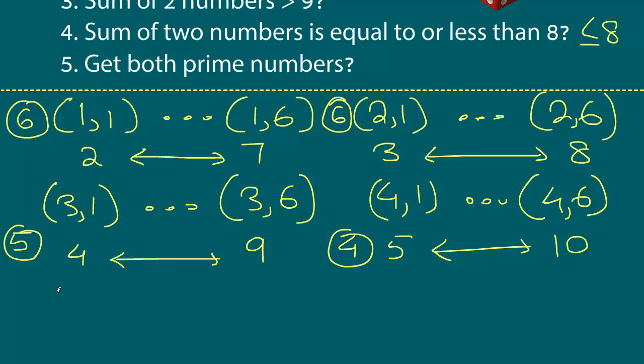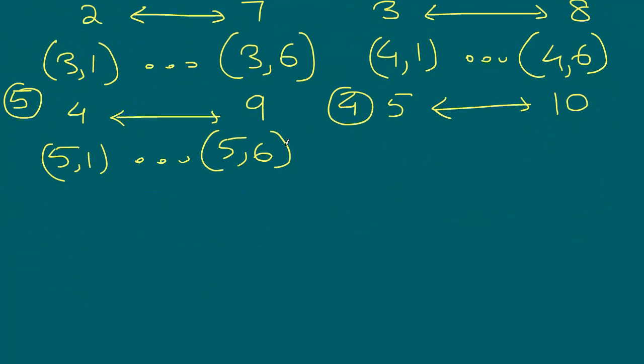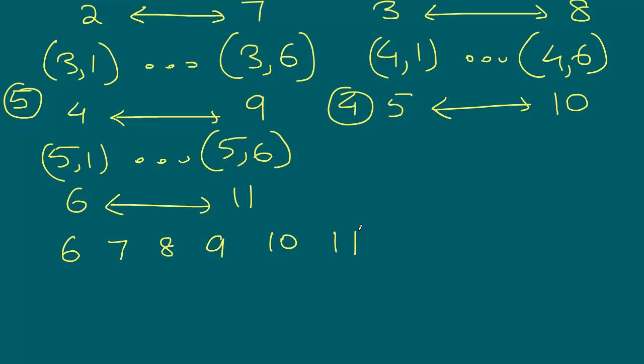And so now let's do 5,1 through 5,6. How many values here are favorable to our event? So this will be 6 if you add them, and if you add them you get 11, right? So here 11 doesn't work. Let's write the sums here: 6, 7, 8, 9, 10, 11, right? So this does not work, this does not work, this does not work. So 3 outcomes are favorable.